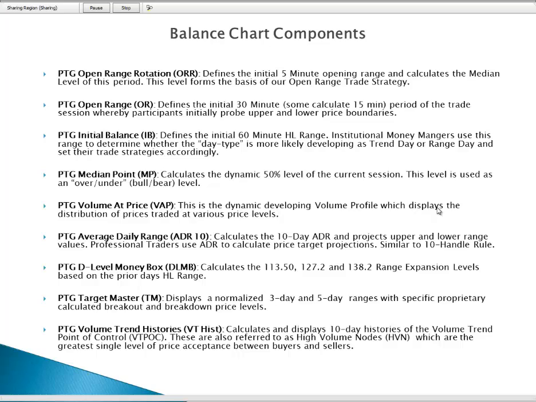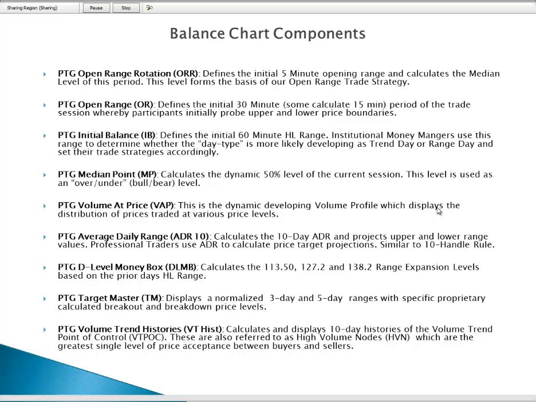And next is the volume at price. Now, this is a dynamic developing volume profile, which displays simply the distribution of prices traded at various price levels. Now, volume profile can be looked at on various time frames. Simply, this one that we use on the balance chart is the current session, and day session only is what we use. And then the next component of the balance chart is the average daily range, or the ADR 10, and 10 stands for 10 day. So this calculates the 10-day average daily range.